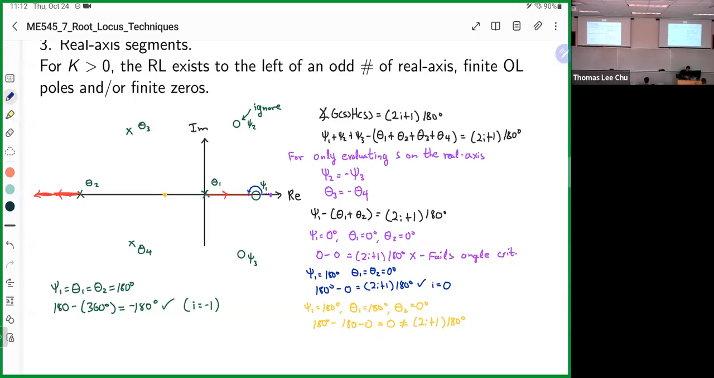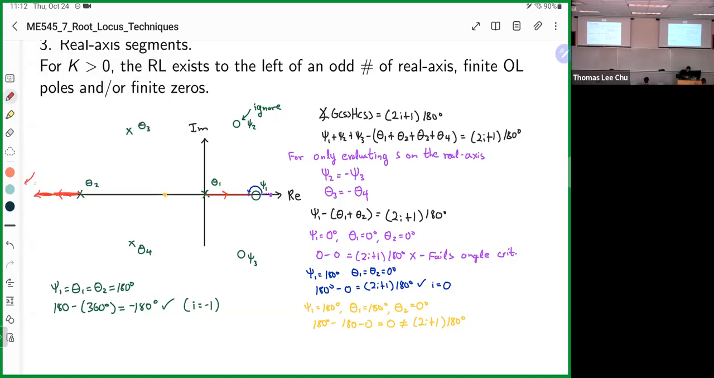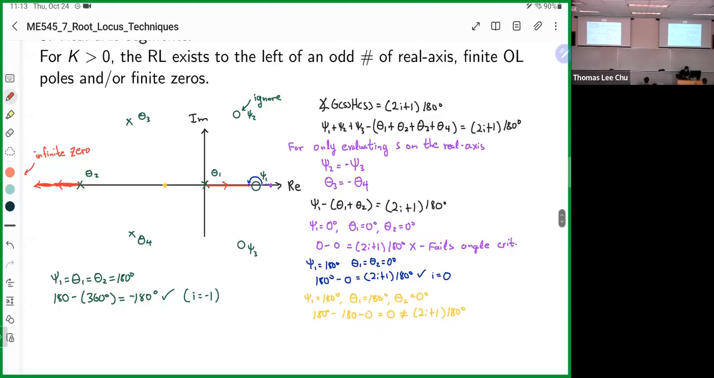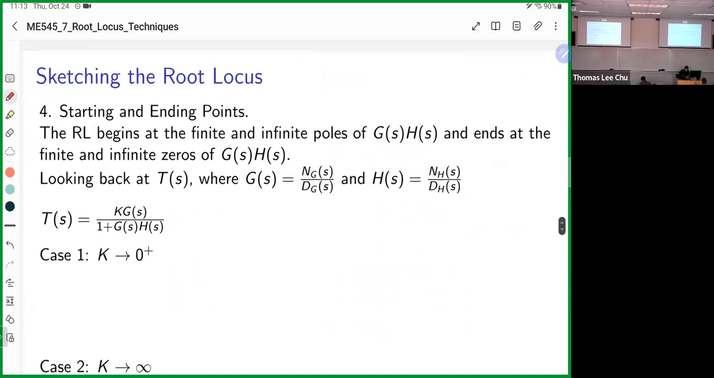Now, when they're talking about infinite zeros and infinite poles, there's an infinite zero. This root locus, this arrow here, is going to an infinite zero all the way to the left, outside of this page, because all root locus starts at an open loop pole and ends at an open loop zero. And so we're going to talk about that. What are infinite and finite poles and zeros?